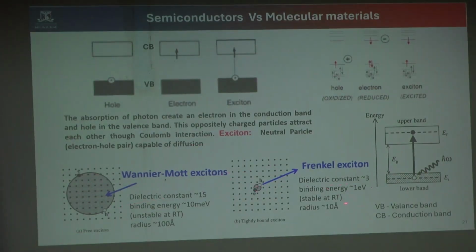This binding energy is around 1 electron volt, but the other one is very much less, only 10 milli electron volts. This one is 1 electron volt, the other is 1000 milli electron volts, so it's nearly 1000 times higher binding energy. That's the difference between the inorganic exciton and the organic type exciton. So we have to understand this binding energy concept, and only then can we design the material so that we can harvest this exciton to get a useful device.